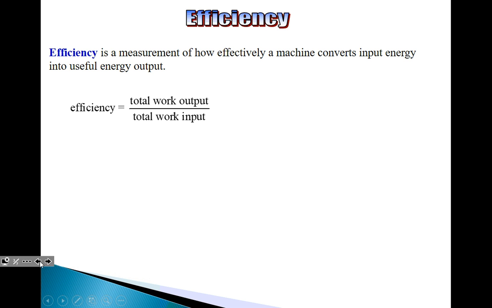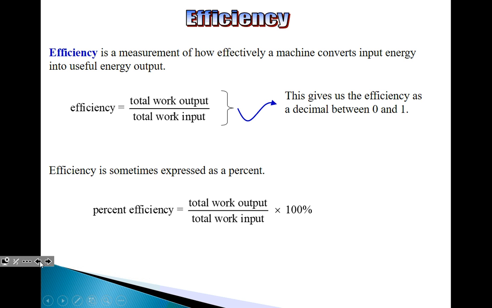And we have a cool little formula. It's our last formula. Efficiency is equal to total work output over total work input. This gives us the efficiency as a decimal between 0 and 1. Sometimes, or most often, we look at efficiency in terms of a percentage. Like, what is the percent efficiency? If that's the case, we're looking at total work output over total work input times 100%. You have to multiply by 100% because that's going to give us the percentage of the efficiency.